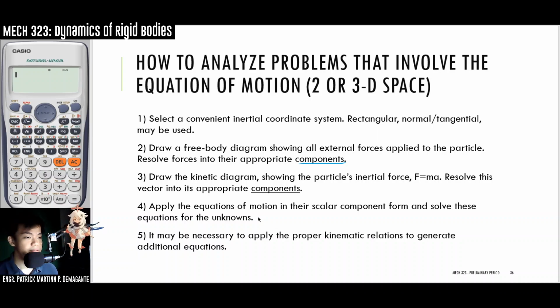Then next is showing the particle's inertial force. F is equal to ma. Resolve this vector into its appropriate components. Again, appropriate components kasi gumagamit tayo ng X and Y and Z. Then apply the equations of motion in their scalar component form and solve these equations for the unknowns. Then last is, it may be necessary to apply the proper kinematic relations to generate additional equations. So, ma-apply din naman natin yung ating kinematics.